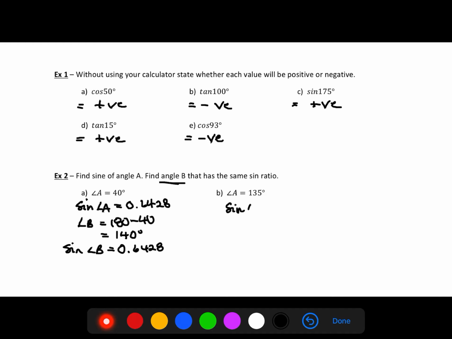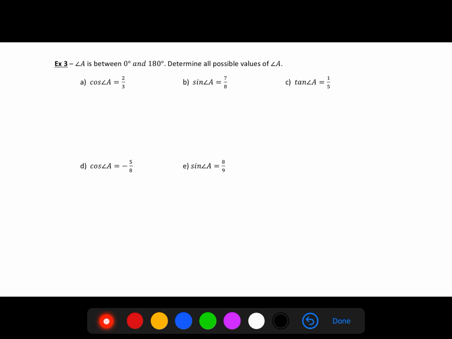For angle A is 135. Again, the sine of angle A, punching that into our calculators, we get 0.7071. Angle B, in order to have the same sine ratio, has to be supplementary to 135. So angle B being 45 degrees, just verifying that we have to be right, we put the sine of 45 into our calculators, and we do in fact get 0.7071.